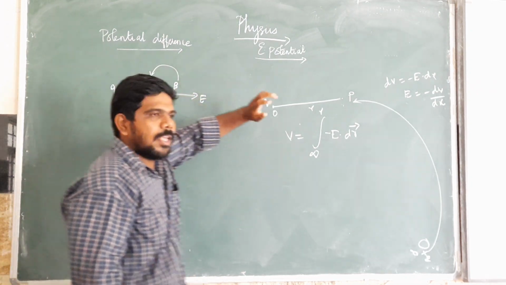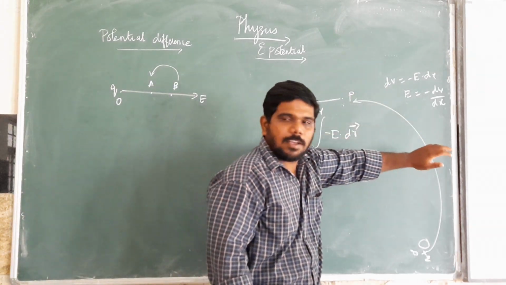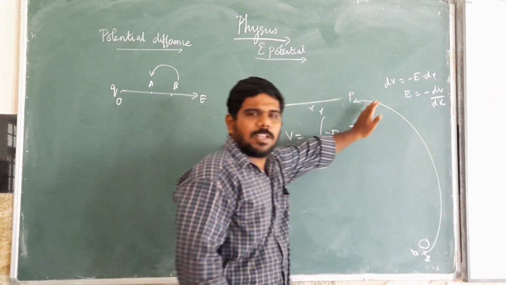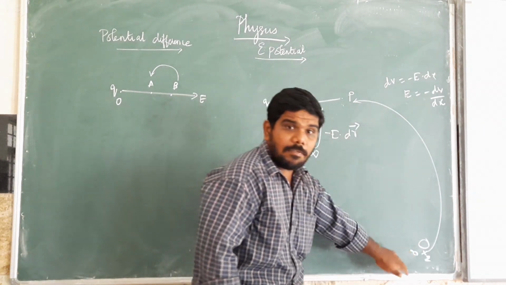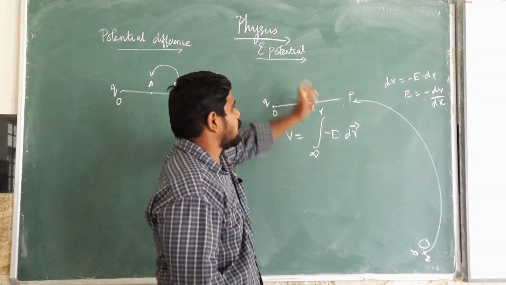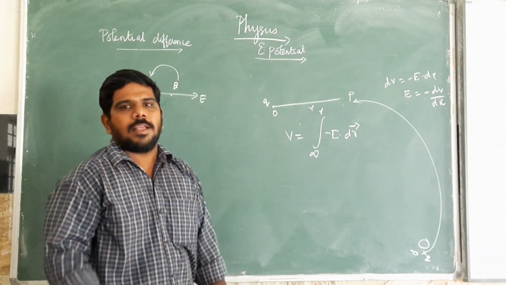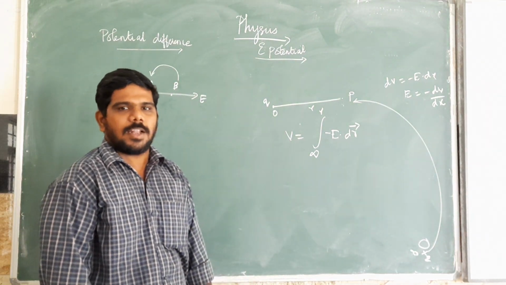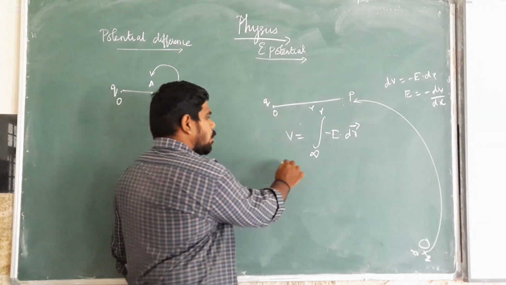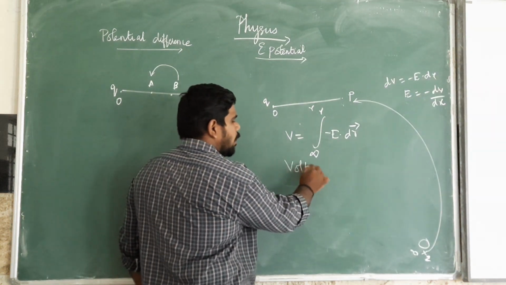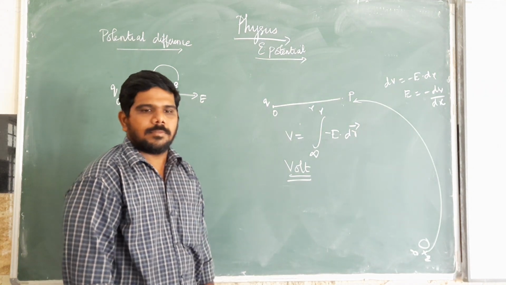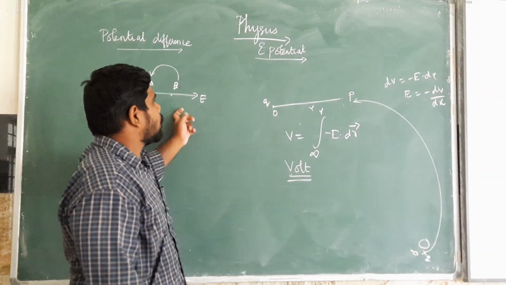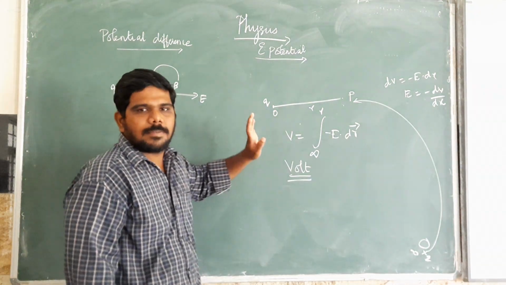At the same time, the amount of work done to move a charge from infinity to a point in an electric field is called the electric potential. And the unit of electric potential, what is that? The unit of electric potential is volt. Okay, clear? So you understand the difference between the electric potential and the potential difference?